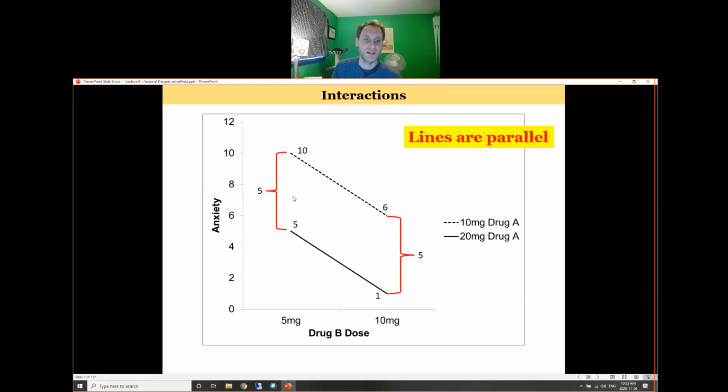But that change didn't depend on whether we took a low dose of drug B, 5 milligrams, or a high dose of drug B, 10 milligrams. The effect of A on anxiety was the same across levels of drug B. So there is no interaction here.